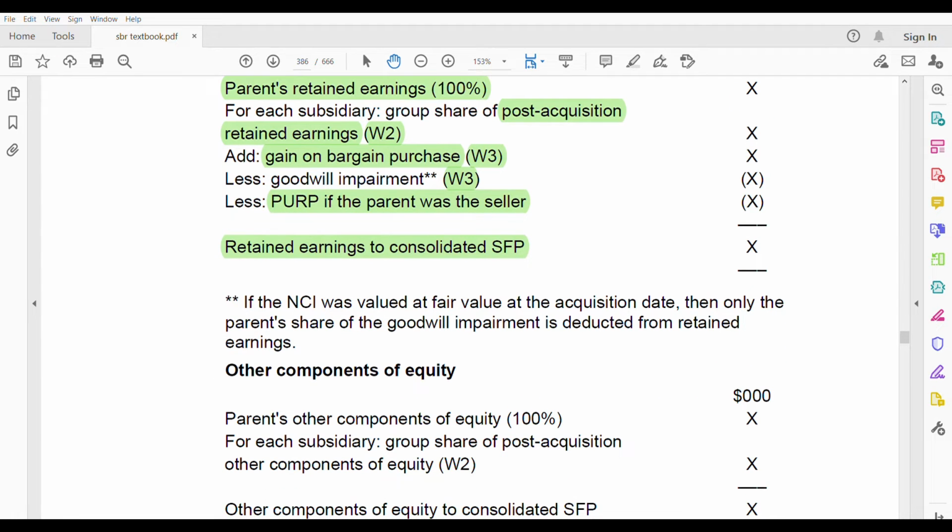Next. And this goodwill impairment, okay, you have to take the parent's proportion if NCI is valued at fair value.